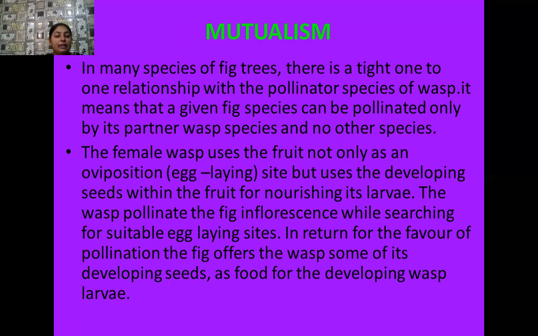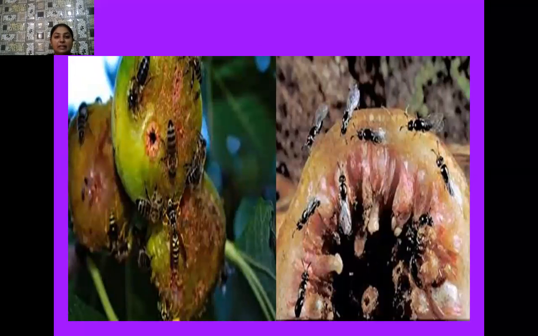So the wasp pollinates the fig inflorescence while searching for suitable egg-laying sites. And what happens in return for the favor of pollination? The fig offers the wasp some of the developing seeds as food for the developing wasp larvae. So here you can see the picture. There are so many fruits of fig, and these wasps are generally present over these fig fruits. They lay their eggs in the ovary of these fig fruits, and when pollination takes place and later the development of the fruit takes place, the larvae of the wasp also appear in the chamber of the ovary, and these fruits are available for the larvae for their nourishment.